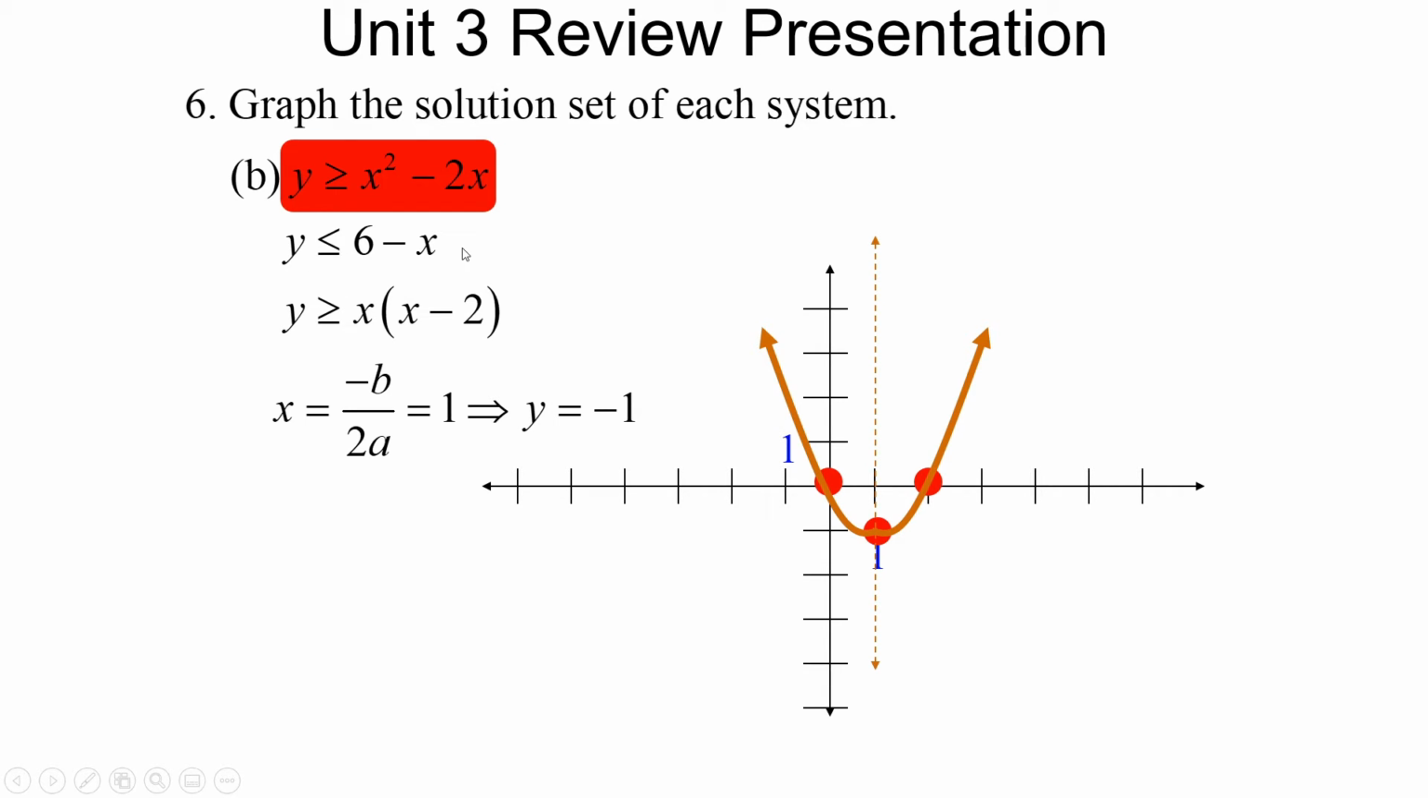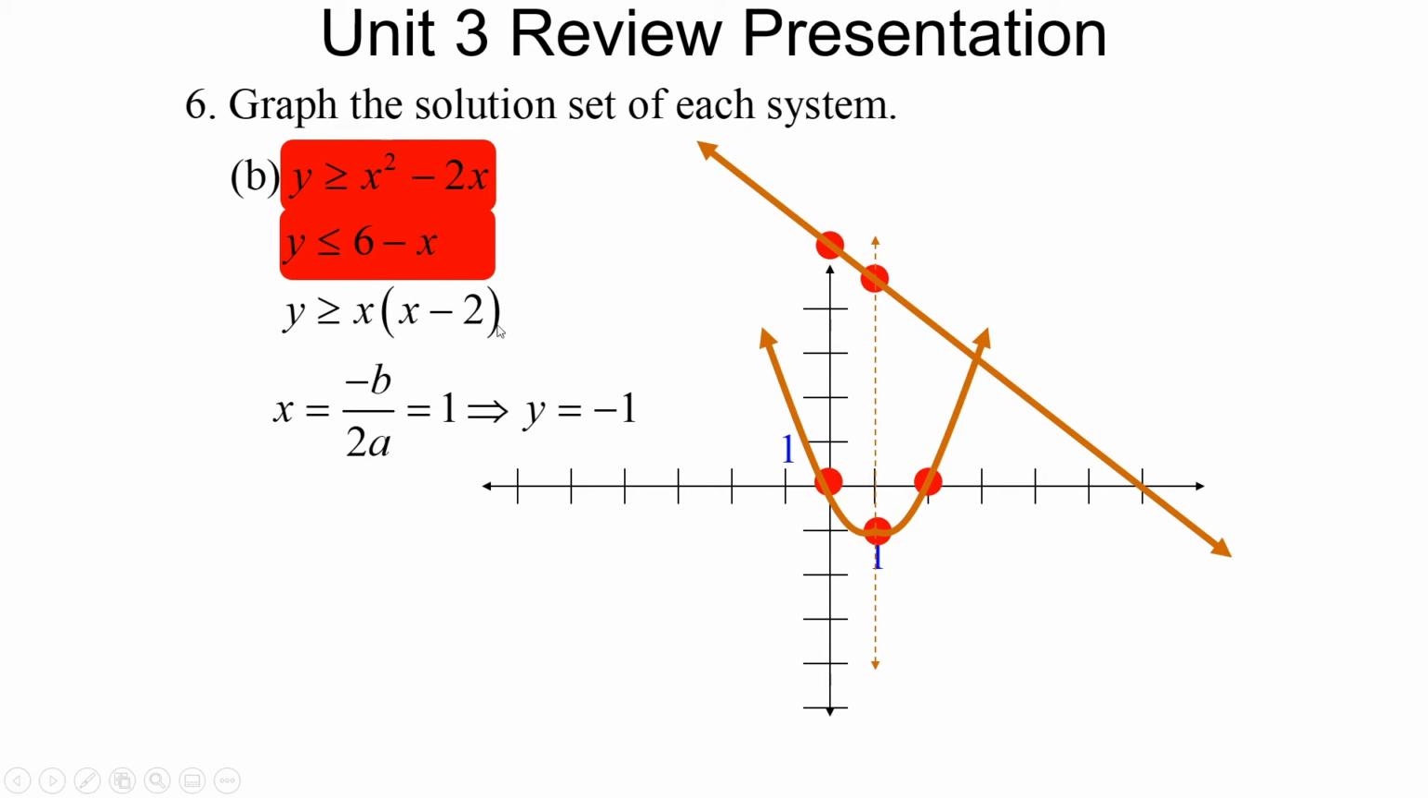Now, my boundary line that is linear, the y-intercept would be a 6. 1, 2, 3, 4. I'm out of room. I'm not going to panic. 5, 6. I'll approximate. And the slope is negative 1. So I'm going to drop 1 and run 1. About right there. Okay. And now draw the line through those 2 points. And that also will be a solid line.